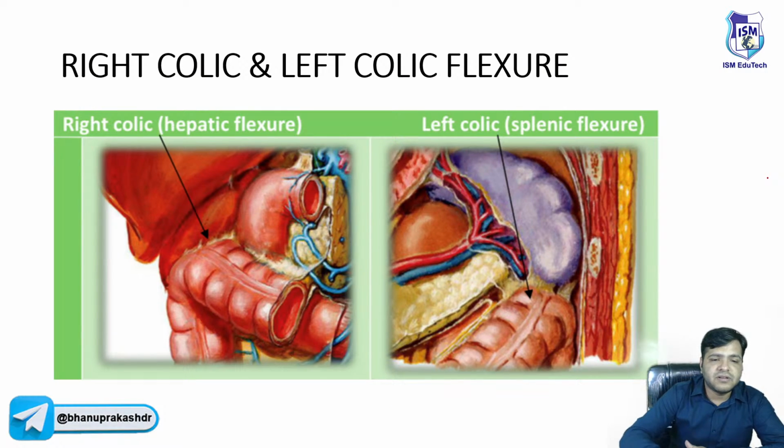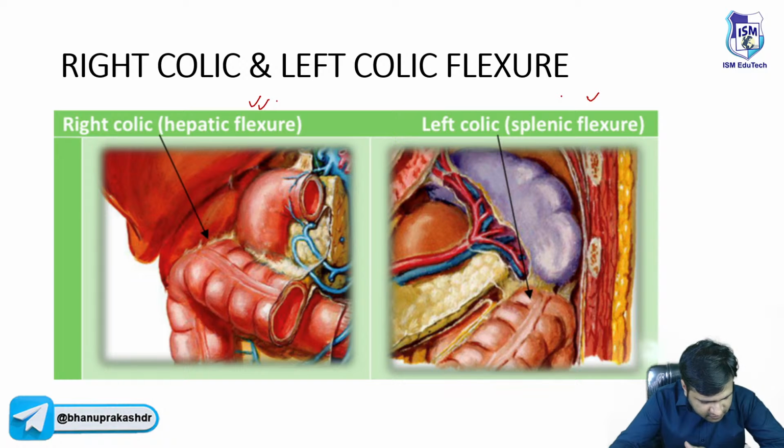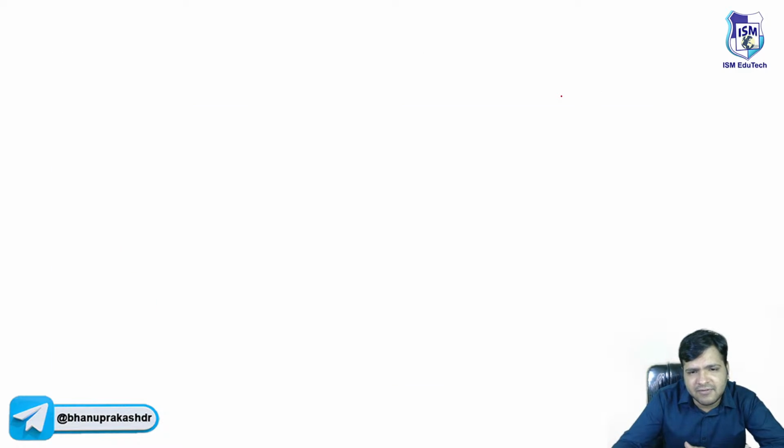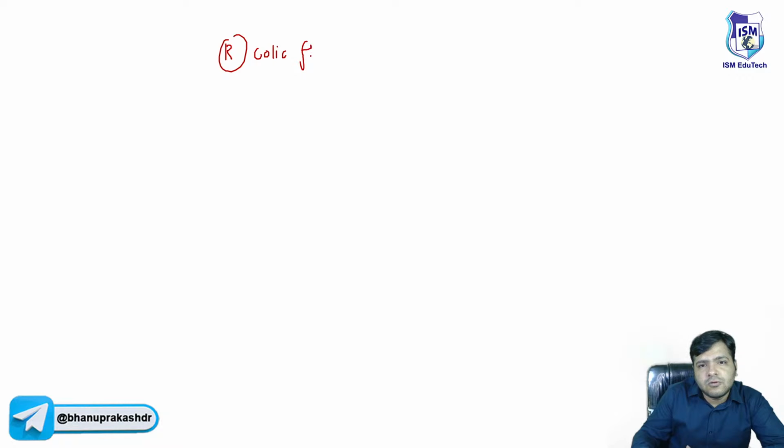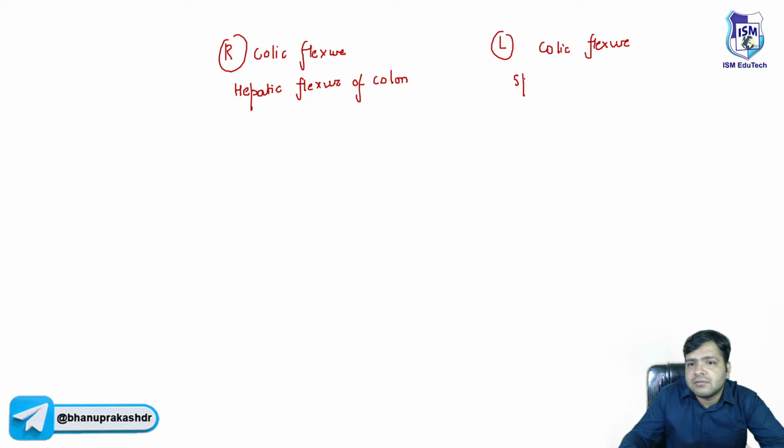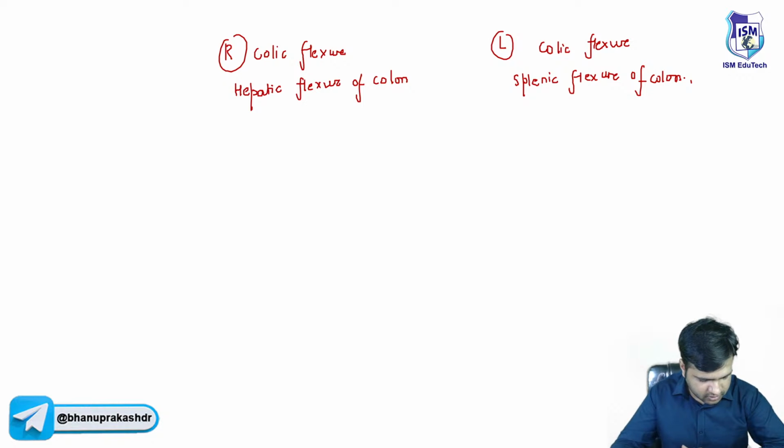Yes, perfect. Now coming on to the right colic flexure and the left colic flexure. Right colic, it is called the hepatic flexure of colon, and left colic, it is called the splenic flexure of colon. Yes, 2 by 3rd or 1 by 3rd, that concept is there. I will be coming to that concept also. Already I did this in blood supply of gut. So remember, beta, we have the right colic flexure and we have the left colic flexure. Right colic flexure is also called the hepatic flexure of colon, and left colic flexure is also called the splenic flexure of colon.